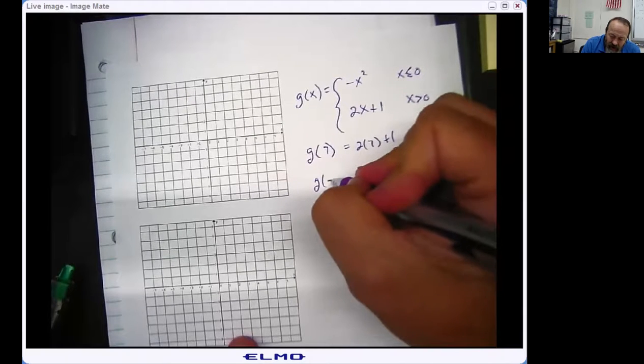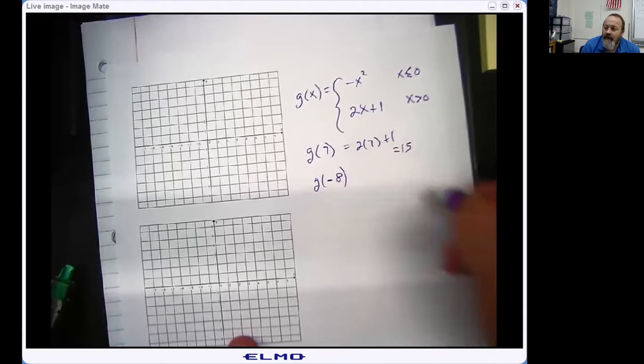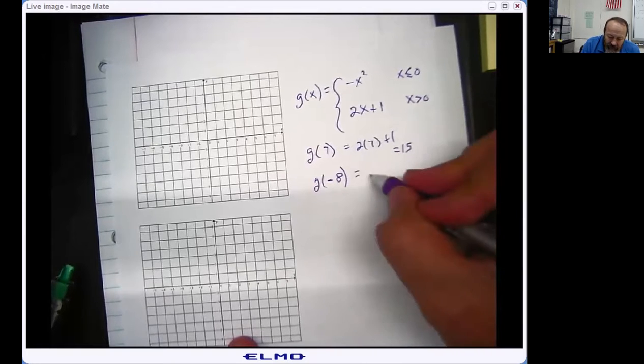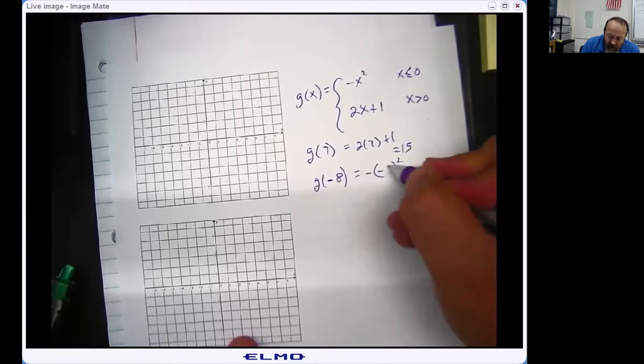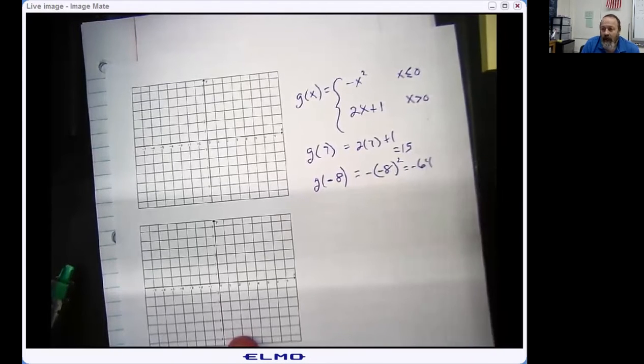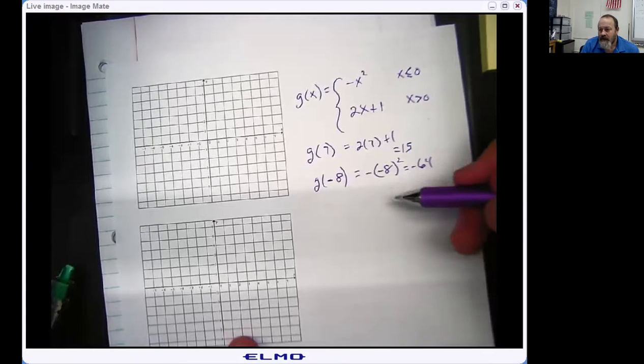Whereas if someone said, hey, can you tell me about g of negative 8? Well, negative 8 actually lives in this region right here. It's a value of x below 0. And so that would tell you to take the opposite of x squared, where you made it negative 8, and so I would actually get negative 64. Now, that's a little bit about just evaluating.